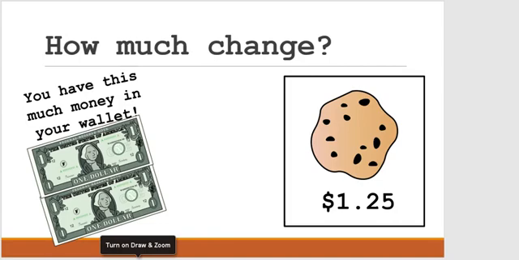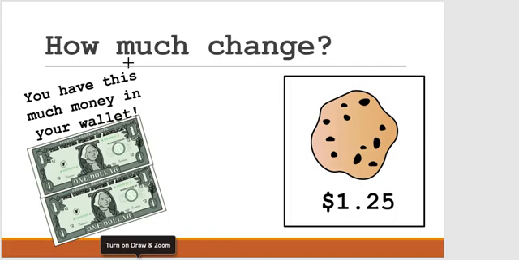Access granted. We are looking to purchase a cookie for $1.25. This is how much money you have in your wallet, $2. How much change would I get back after I make that purchase?